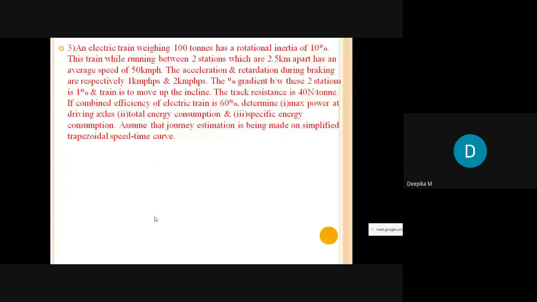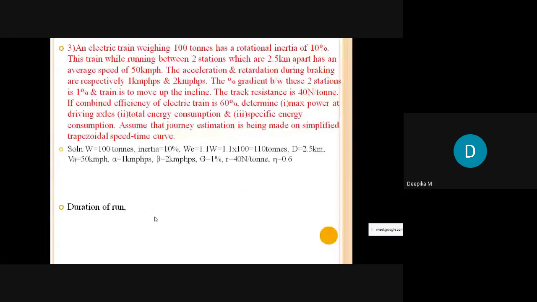So next specific energy consumption, it is nothing but specific energy output by efficiency. Hence it is 67.3489 watt hour per ton kilometer. So next we have third problem. Again, the third problem is also a similar way. So you can go through it.